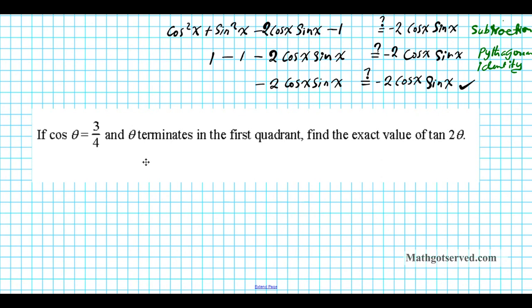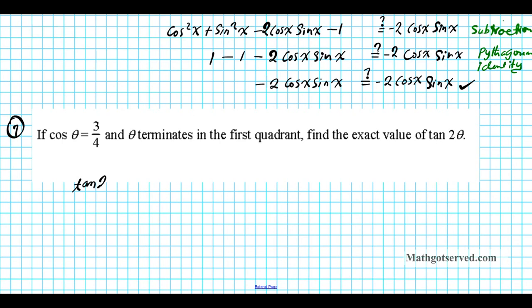All right, let's take a look at question number 7. So question 7, if cosine theta is 3 over 4, and theta terminates in the first quadrant, find the exact value of tan 2 theta. Okay, so we're going to start by writing down what the identity for finding tan 2 theta is. This is going to be the double angle identity for tan. So we have tan 2 theta.